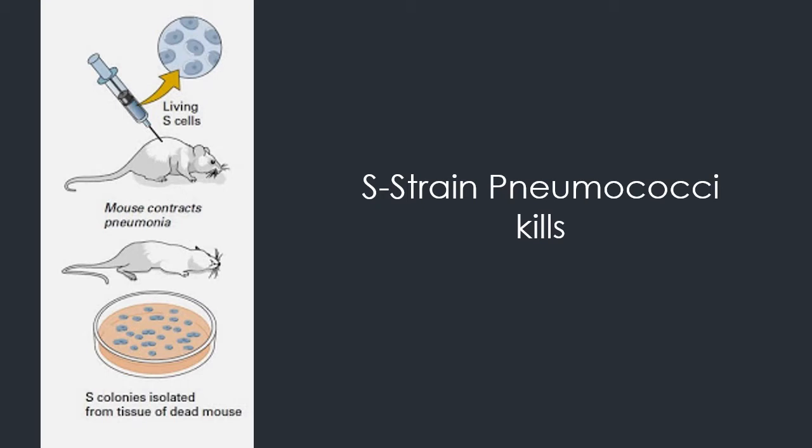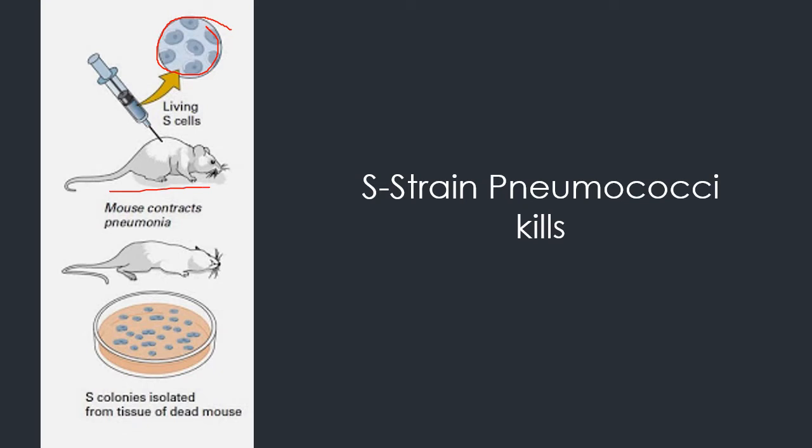Now, dito sa first step na ginawa ni Griffith, makikita natin na meron tayong live S strain. In-inject yun dito sa isang mouse and yung mouse, after several days, namatay.